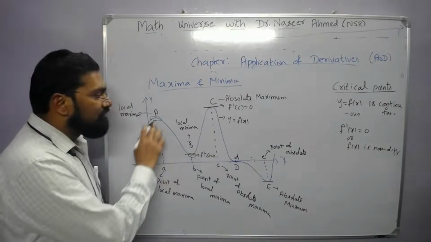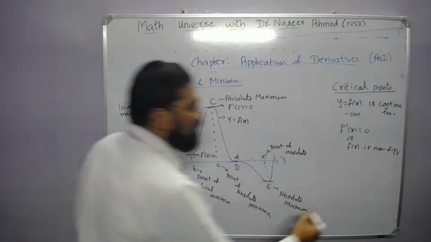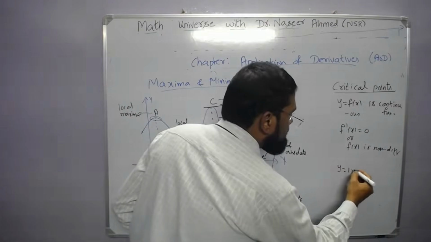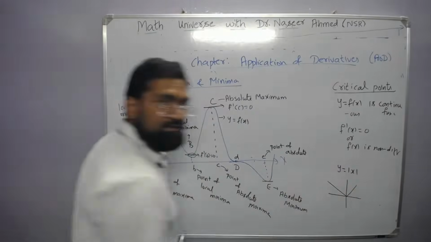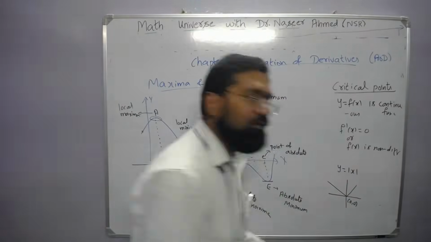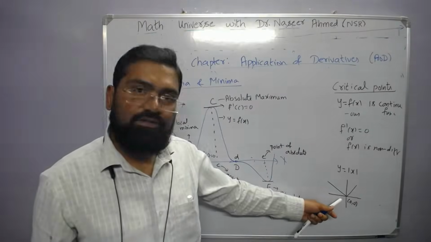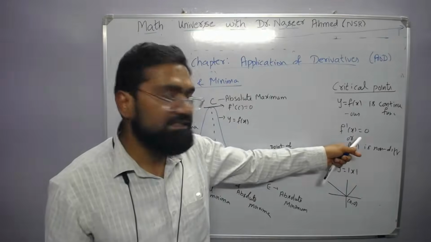Now here, if you see all here, f is differentiable. But if I talk about y equal to mod x, see the graph of y equal to mod x. Here at x equal to 0, y is also 0. So I'm going to have minimum value, but this point is not differentiable. So either it's not differentiable or f dash of x is equal to 0.